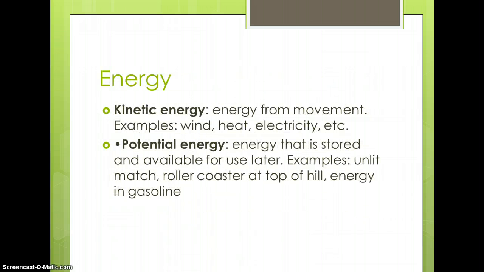Okay, let's talk about energy. Kinetic energy and potential energy. I know you have all learned about this before. Kinetic energy is the energy of motion. Examples are wind, heat, electricity. Potential energy is stored energy, and it's available for use later. Examples are an unlit match, a roller coaster at the top of the hill, and energy in gasoline.